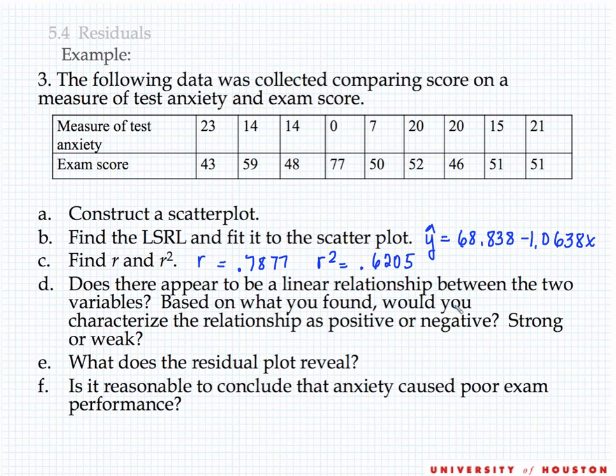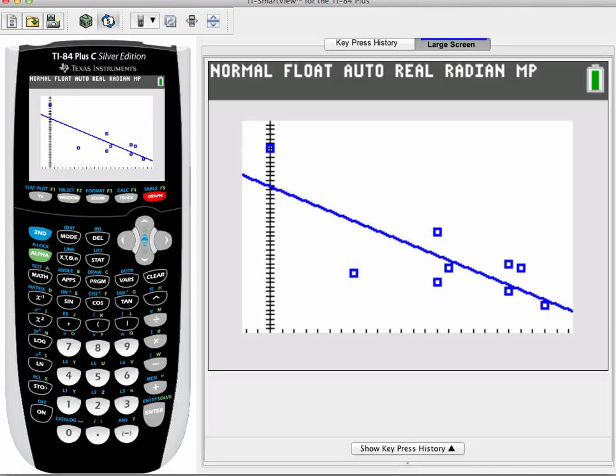So based on these values, I would say that there's a pretty good linear relationship on the two. It is a negative relationship. It's kind of hard to say strong or weak, maybe more on the strong side than on the weak. Now let's look at the residual plot and see if it justifies what we said.